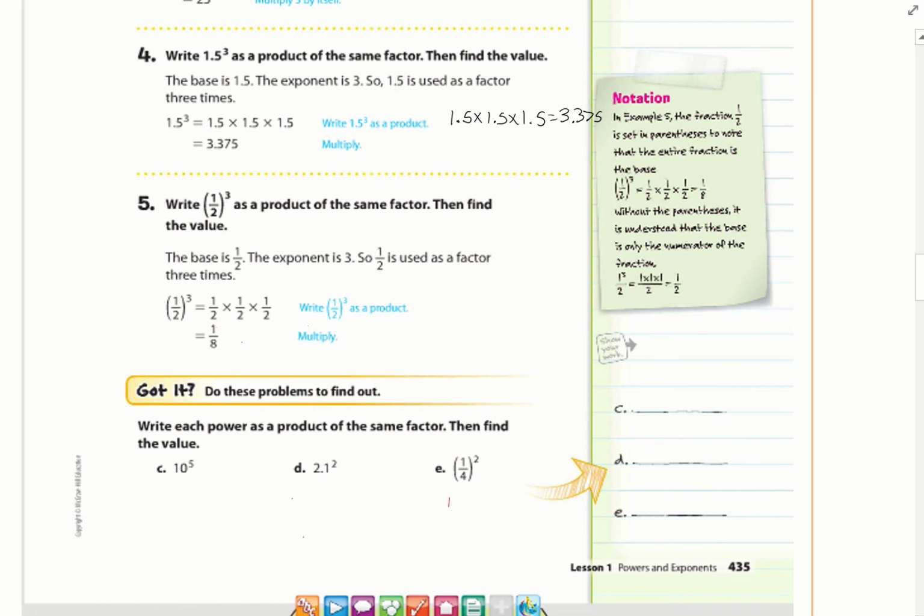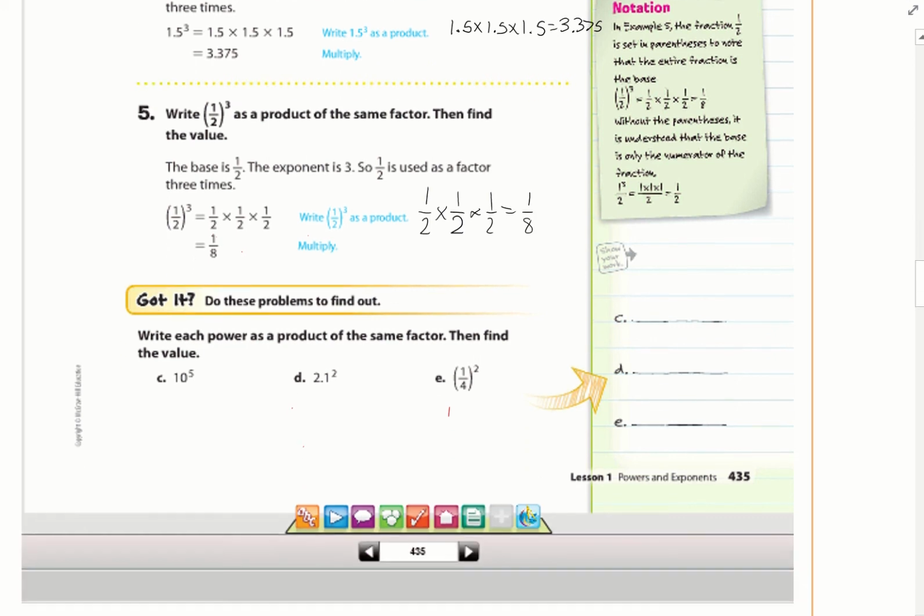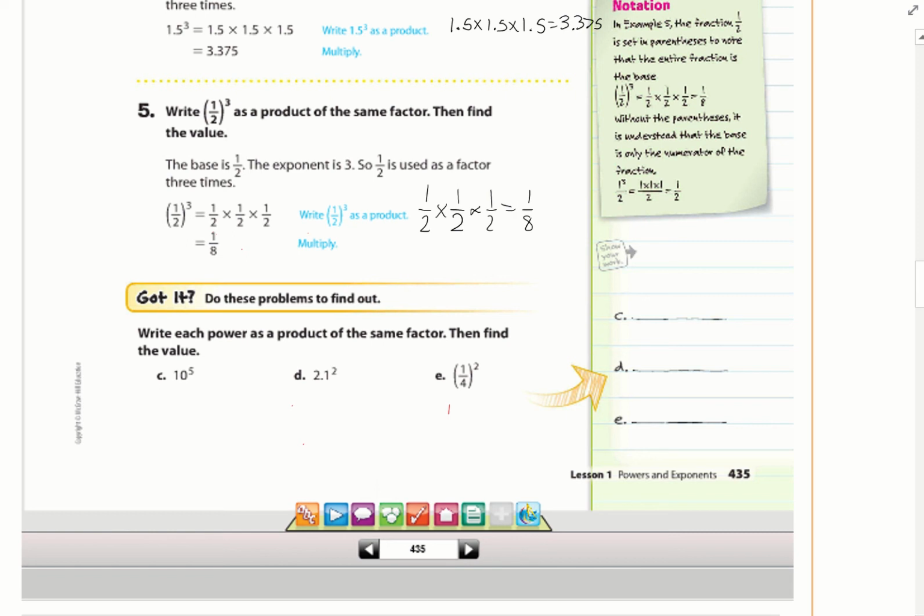Example 5, we have 1/2 cubed. So we have 1/2, we're going to write that 3 times because the exponent is 3. 1 times 1 times 1 equals 1. 2 times 2 times 2 equals 8. So go ahead and try the got it, C, D, and E.